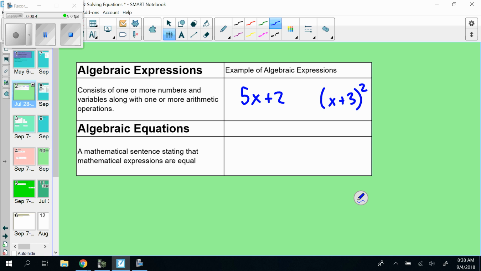Equations, on the other hand, are a sentence stating that two mathematical expressions that we just talked about are equal. So now if you take the 5x plus 2 we just had and set it equal to something else, now that becomes an equation. Same with this second one. If we now put that equal to a number, that becomes an equation.